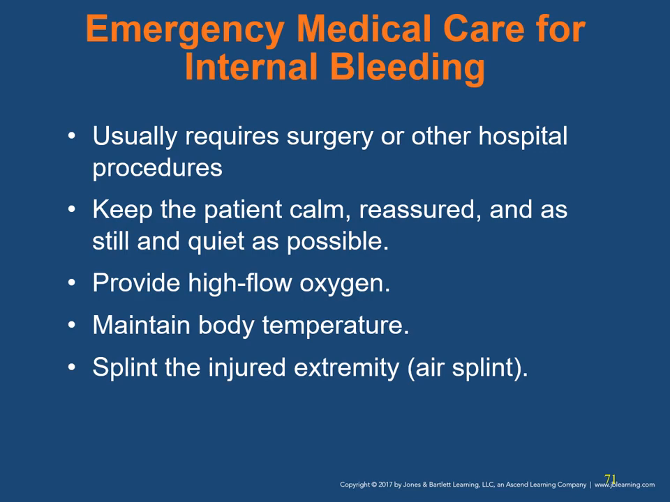Splint the injured extremity, usually with an air splint. Never use a tourniquet to control the bleeding from closed internal and/or soft tissue injuries. Follow the steps in Skill Drill 25-4 to care for patients with internal bleeding.